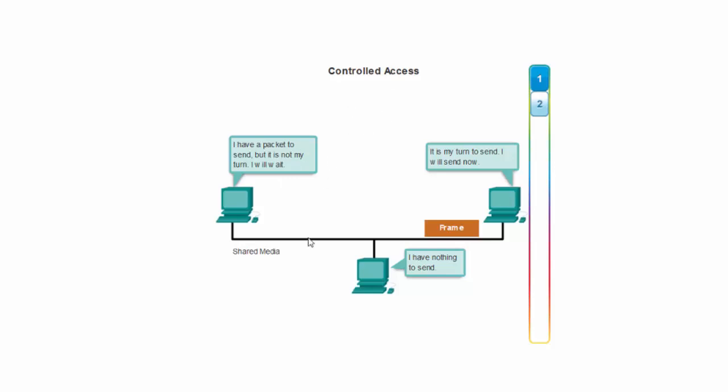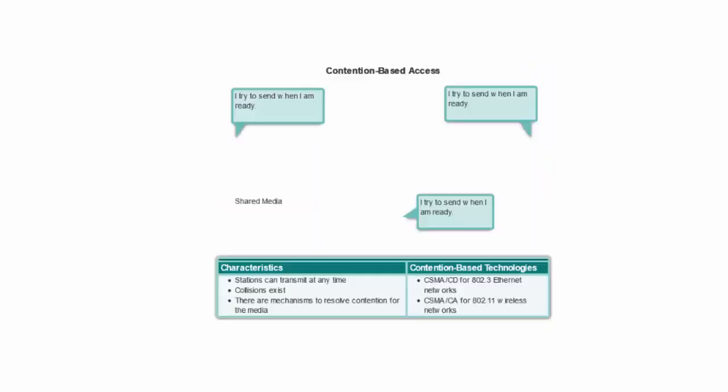Whereas in controlled access, each node will be allowed to transmit at different times in the medium, in which case each node will have its own turn to send over the shared medium. All the other nodes will have to wait for their turn. In that case, if we organize this carefully, we can have no collisions. So controlled access is completely collision free, whereas contention-based access suffers from collisions.